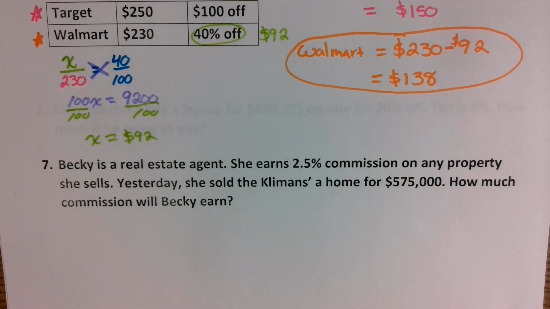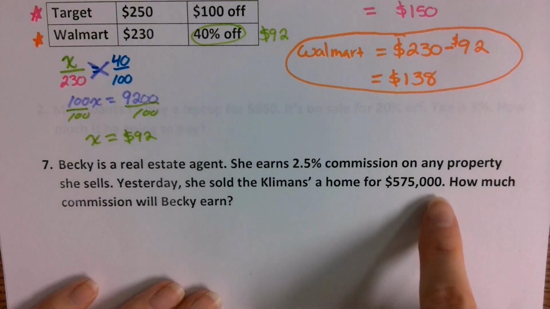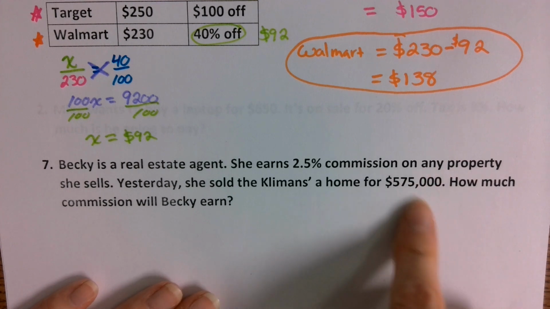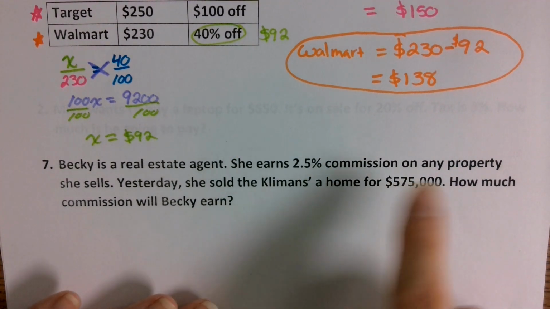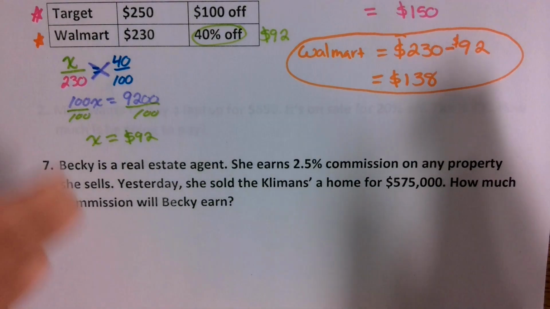So remember, commission is kind of like how a waiter or a waitress only earns the tip. Commission is something that you earn from what you've sold. So she's not getting $575,000. That goes to the home seller. They sold their home for $575,000.